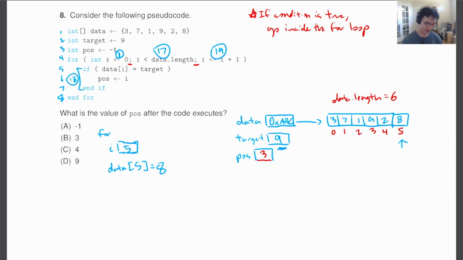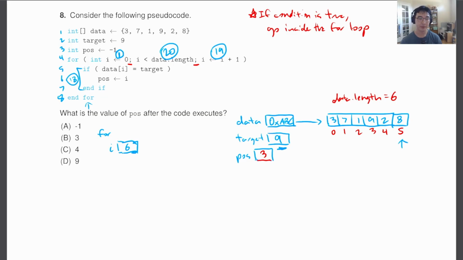And you increment. We add 1 to I. After the increment, we go here and you ask yourself, is I less than data length? Is 6 less than 6? False, right? 6 is equal to 6. 6 is not less than 6. So because the for loop condition is false, you do not go inside the for loop. You go to line 8 and you're done with the for loop.